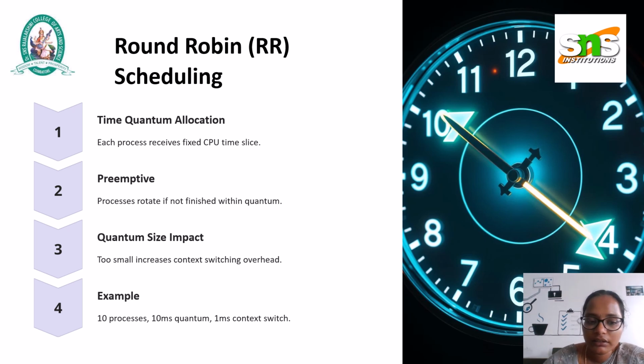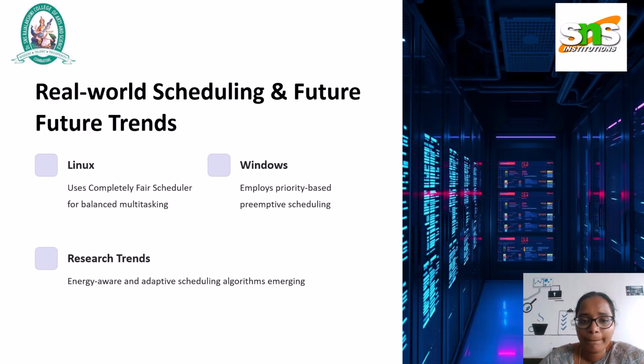For example, if I have 10 processes and 10 quantums, with 1 millisecond for quantum switching, I have specified 1 millisecond. Within that 1 millisecond, if that particular process doesn't finish executing, it needs to wait until the other processes complete.